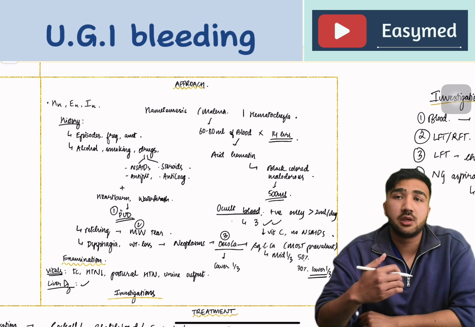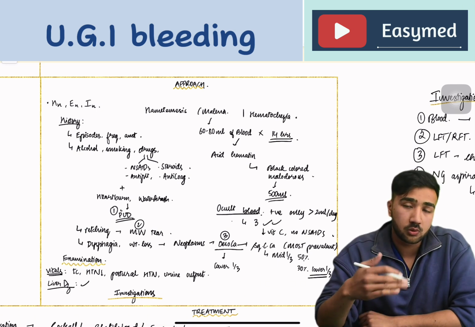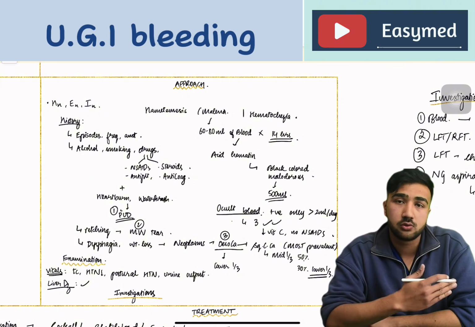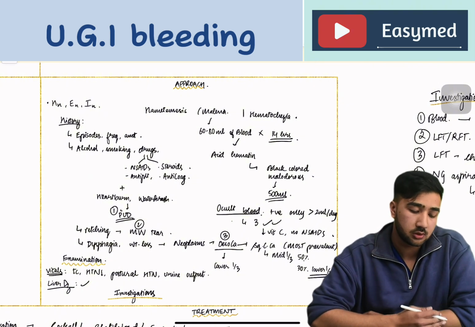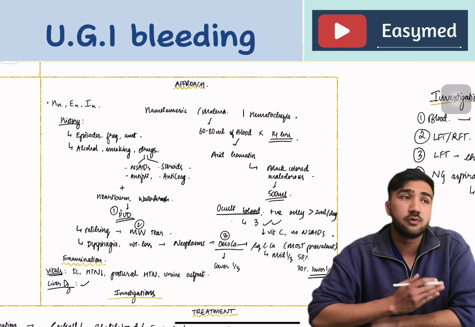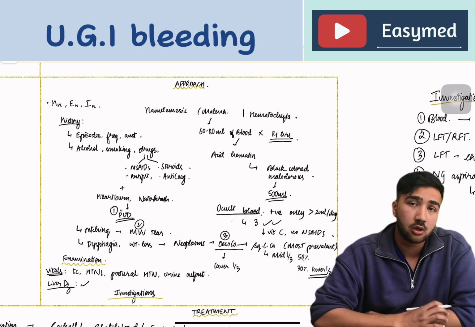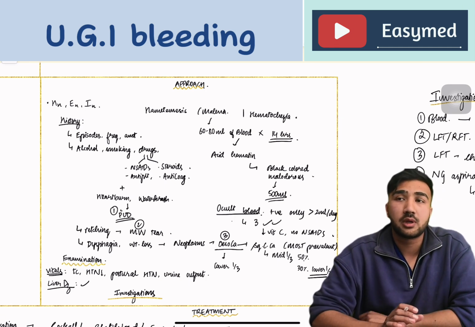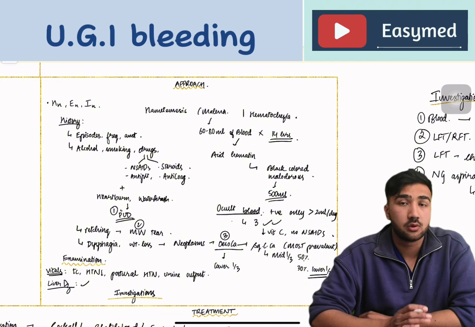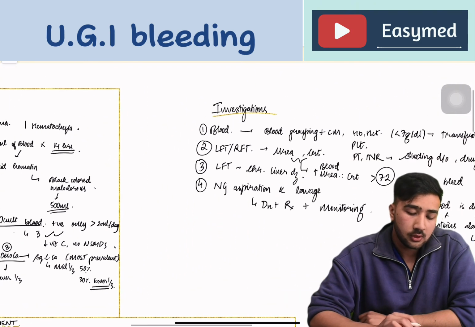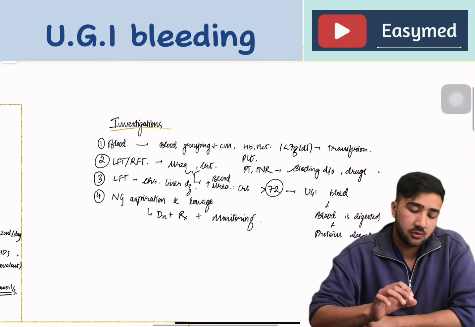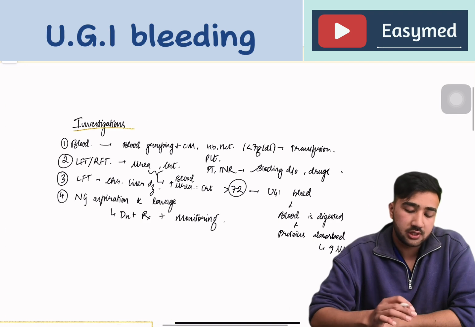In history taking, we covered the risk factors, so that we know what the cause of UGI bleeding is. In examination we focused more on whether the patient is in shock or not. Another important aspect is whether there is any stigmata of chronic liver disease. Then in investigations we talked about what investigations we send and why we send them.